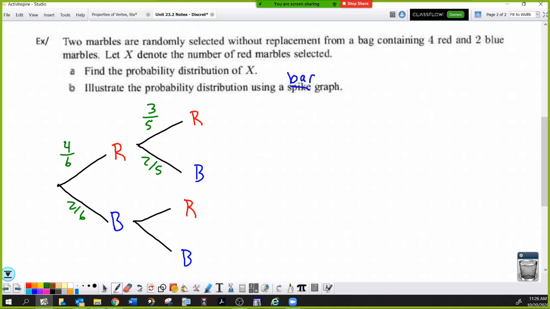The other option is you pulled out a blue marble and, ooh, it's blue, and you put it in your pocket. There's still going to be 5 marbles left, but how many of them are blue? Now there's only 1. So this is a 1/5, and the other one must then still be 4/5.